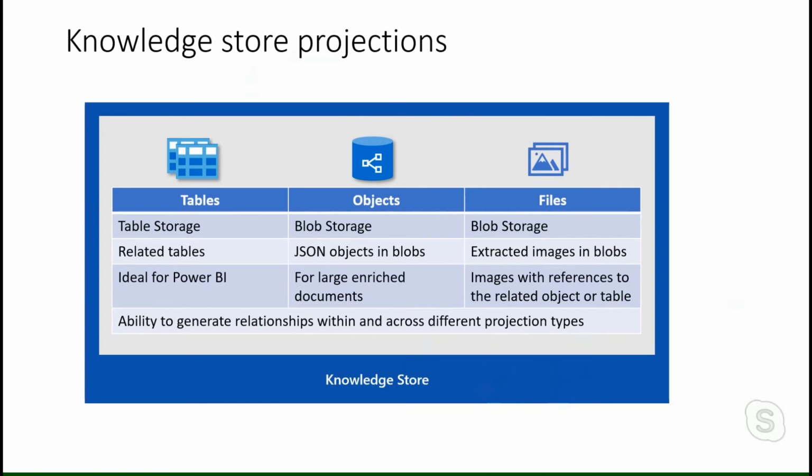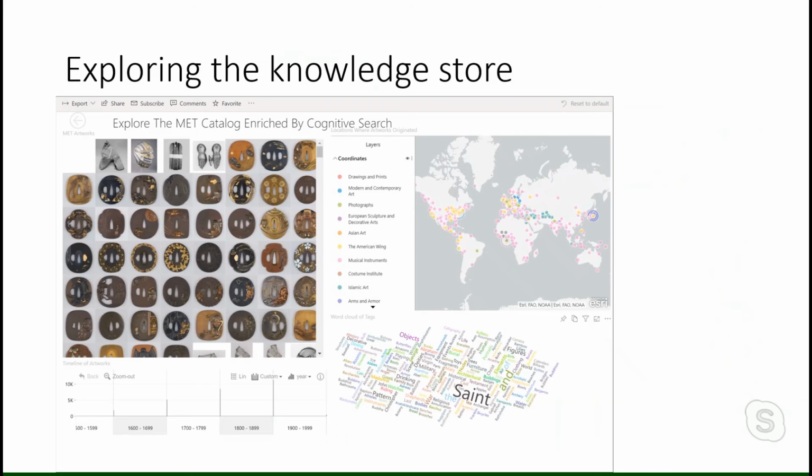Now, here's another question: can you give us an example of where this has been used to great effect? Yeah, so a good example of one of the key scenarios where this is actually being used is, for example, we recently worked with the Metropolitan Art Museum, and we worked with them in terms of enriching their entire catalog of images to then be able to use the knowledge store to represent that structured information that could then be used in a Power BI experience.